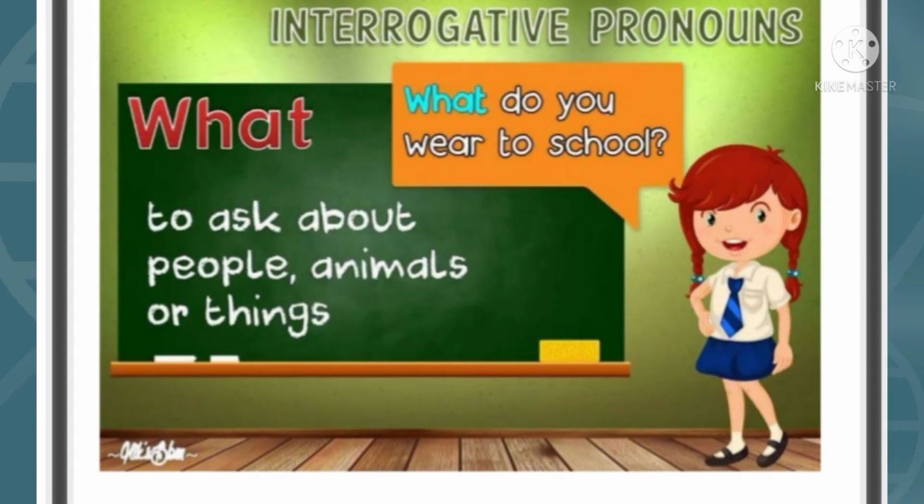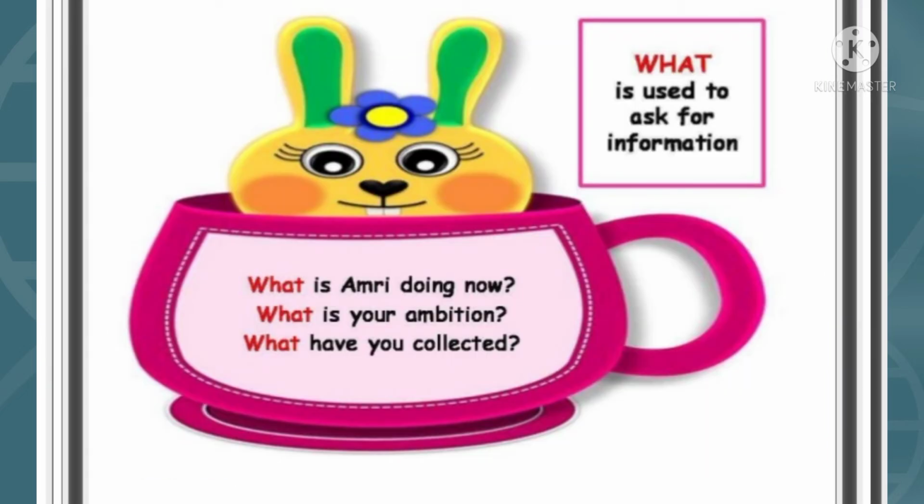What is used to ask about people, animals, or things. What do you wear to school? School, that is a thing, and it is used to frame questions based on these three: people, animals, or things. What is also used to ask for information. For example, what is somebody doing now? What is your ambition? What have you collected?